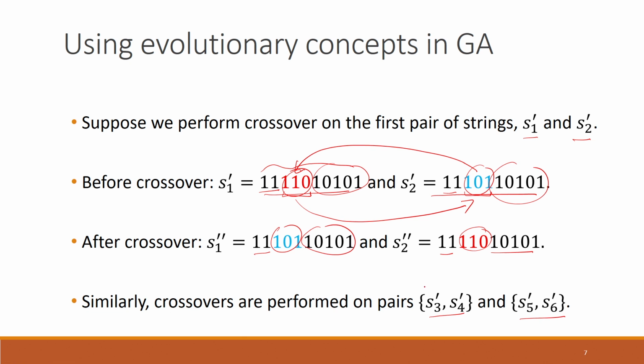Similarly, we will move forward to deciding whether to do crossover on the other pairs. For this pair of strings, S3 dash and S4 dash, we will again first decide whether we want to do crossover or not. For that we will again flip a biased coin, and if it lands head, then we will decide to do crossover, and we also need to decide the crossover points around which we will do the crossover. And then similarly for this pair also, S5 dash and S6 dash.